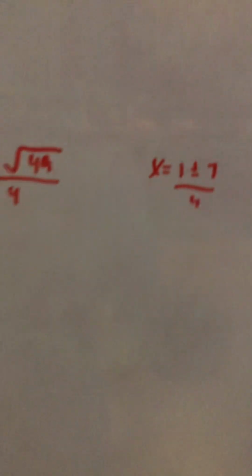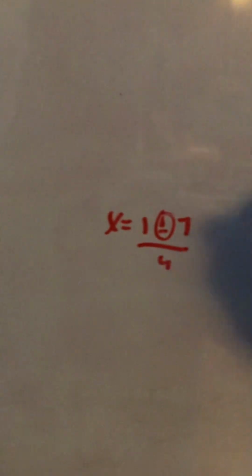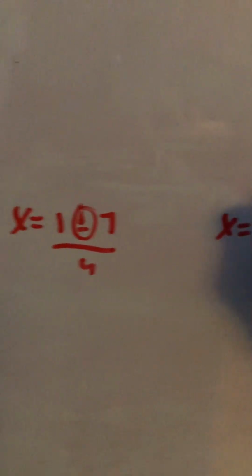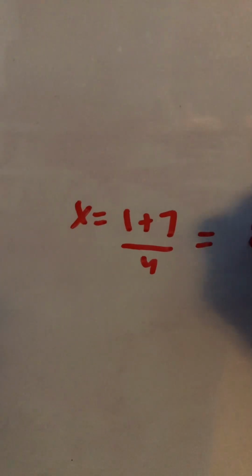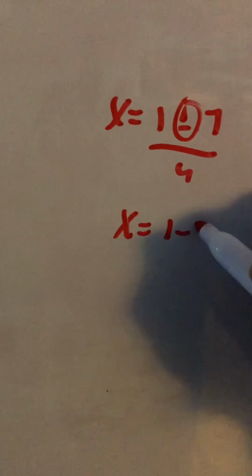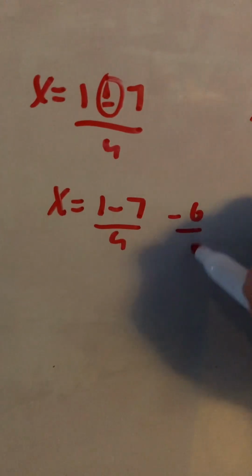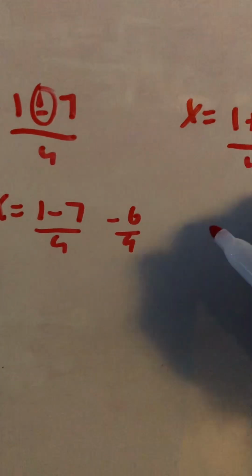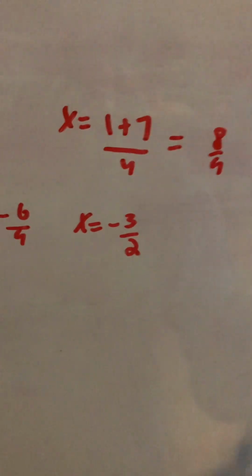So what I'm going to do now is I'm going to deploy the plus or minus sign here to get the two possible values of x. So x, I'm going to set 1 plus 7 over 4, which is 8 over 4, which is just 2. So one of the possible values of x is positive 2. And then I'm going to deploy the other one, which is a negative. So 1 minus 7 over 4. So 1 minus 7 is negative 6 over 4. Therefore, you can reduce this, and x is equal to negative 3 over 2. And that's the other possible value of x.